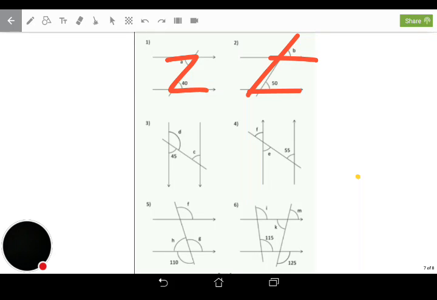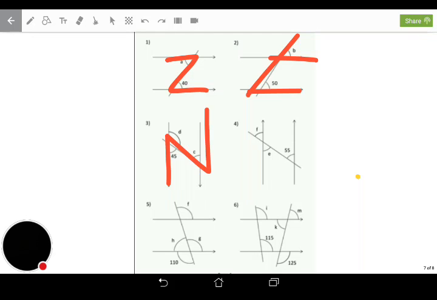Question 3, first of all we can work out D, because it's on a straight line. We know that 45 degrees plus D will give us 180 degrees, so 180 minus 45 will leave us with 135 degrees. And with C, because it is alternate angles to the 45 degrees, we know C would be 45 degrees. Or you may have written down that it's co-interior angles with D and C, and that's fine as well once you've worked out D to explain why C would be 45 degrees.